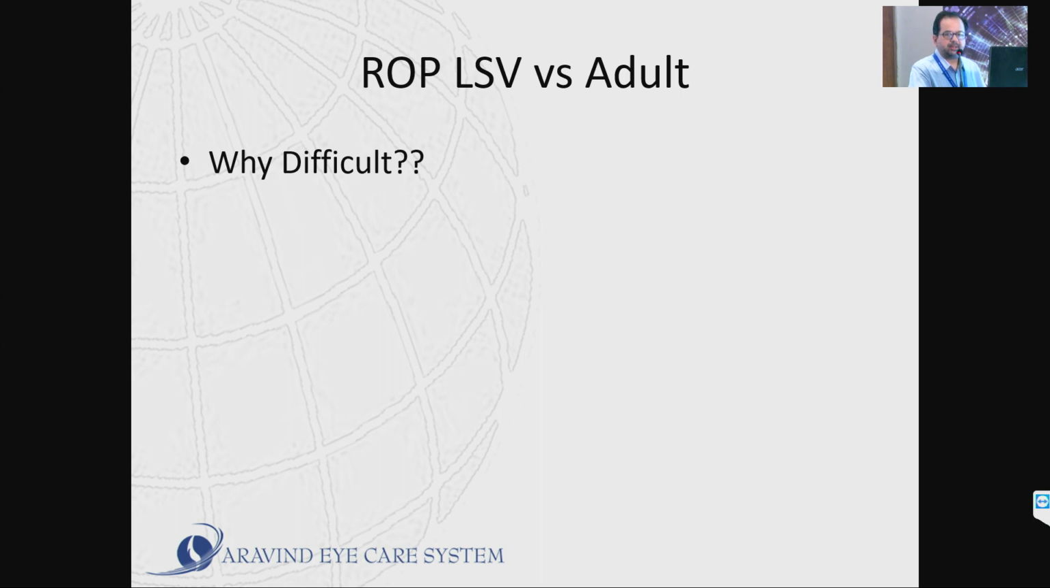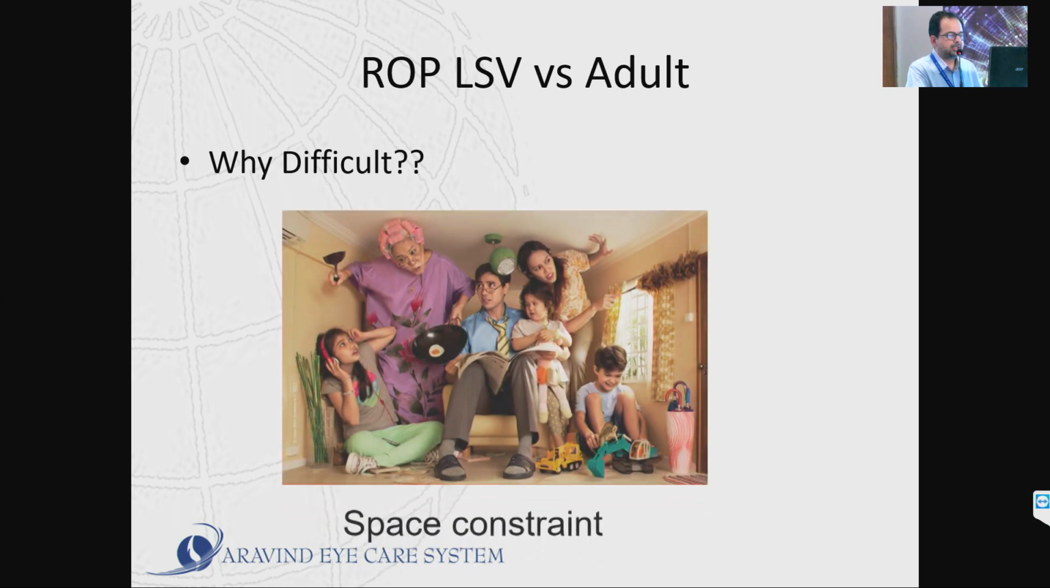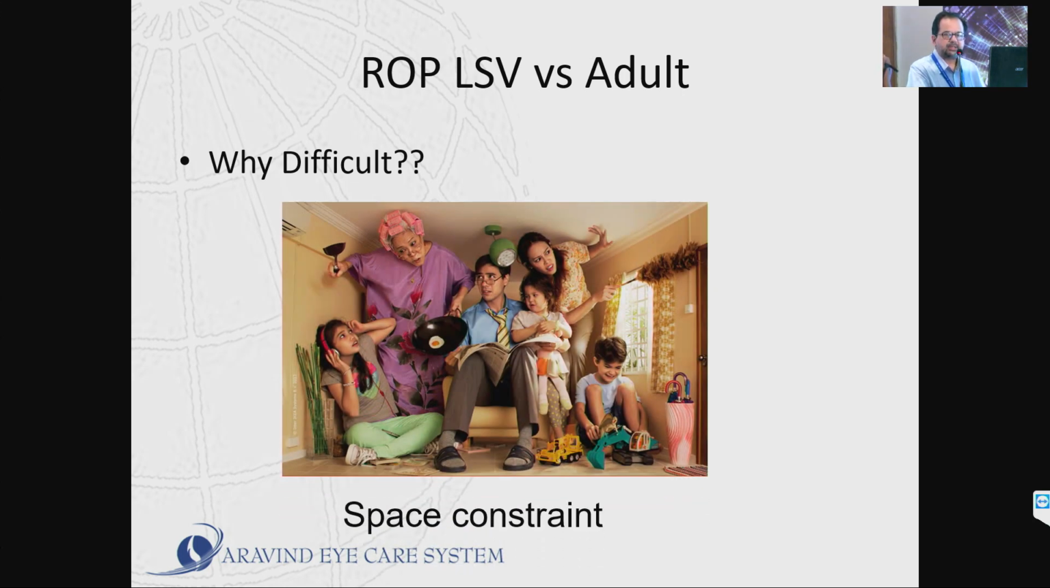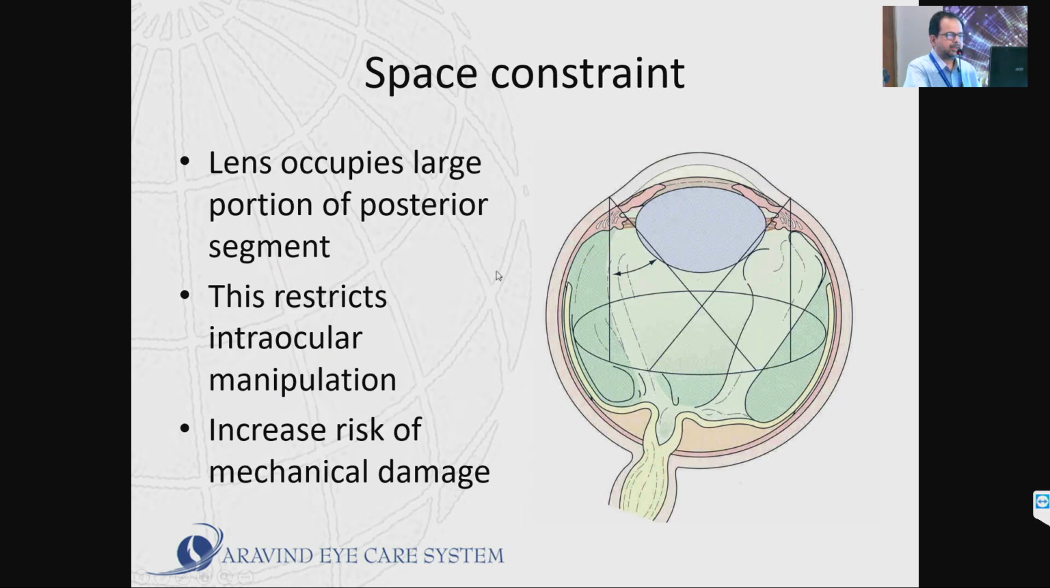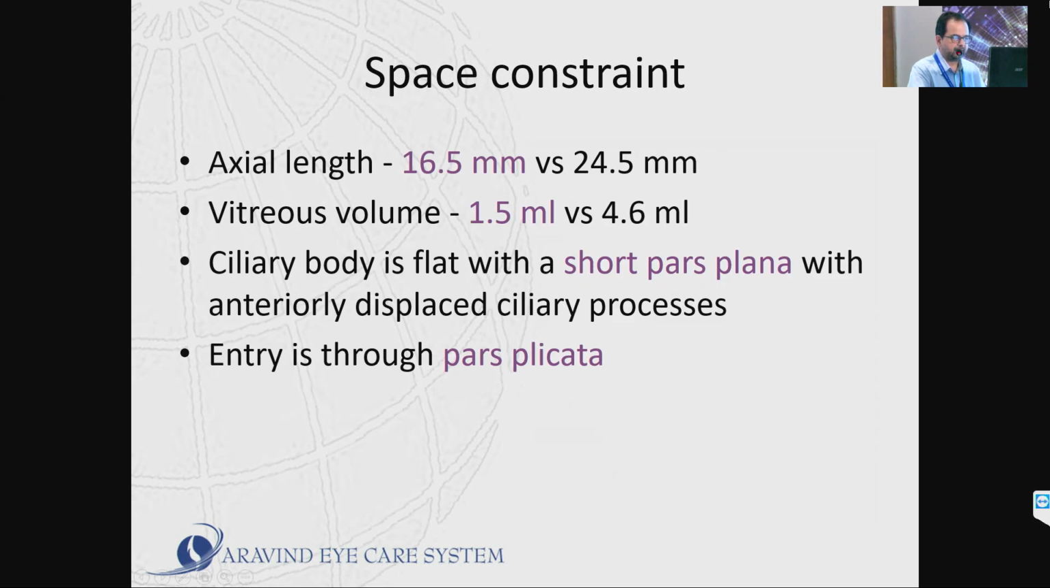Now, why is it difficult compared to the adults? It's just because of the space constraint. The ceiling is down, that means the lens is down, the retina is lifted, the eye is short. So it's a really tight space where you have to go and tackle this problem. Like I said, the lens occupies almost 25 to 30% of the space, and this restricts the intraocular manipulation. And the retina also is elevated, and with a shorter axial length, the space is very, very tight there.